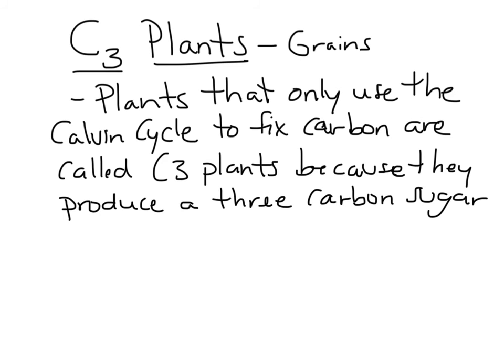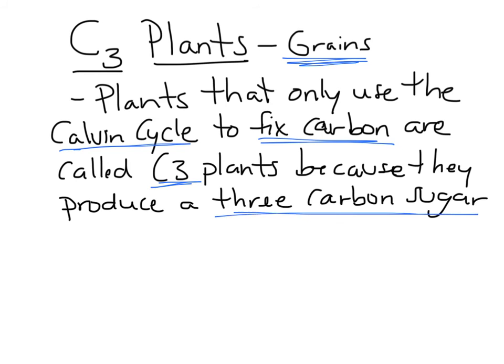So there are different types of plants that go through these different types of processes with the Calvin cycle. The C3 plants, these are grains. These are plants that only use the Calvin cycle to fix carbon, and they're called C3 plants because they produce 3 carbon sugars.